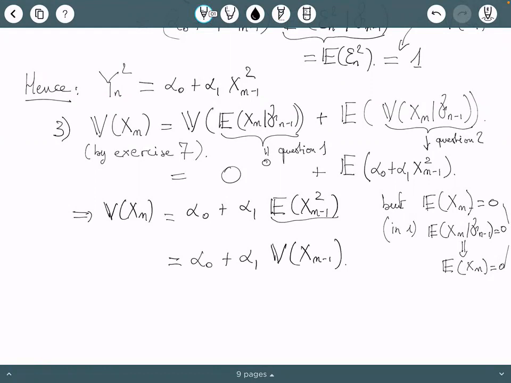And I get as a relation some simple recursive relation about the variance of my price at time n, in terms of the variance of the price at time n minus 1. Everybody agree with that?